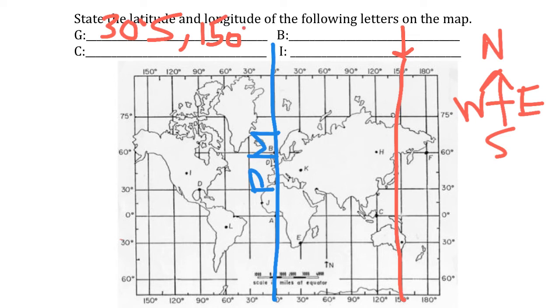And now we have to put the direction. So again, think about where this red line is compared to the prime meridian blue line. If I start at the prime meridian and I go to my 150 degrees line, what direction am I going? And if you said east, you are correct, because we're going toward the right, which is east. So I'm going to say east, or I'm going to put an E after the 150 degrees.